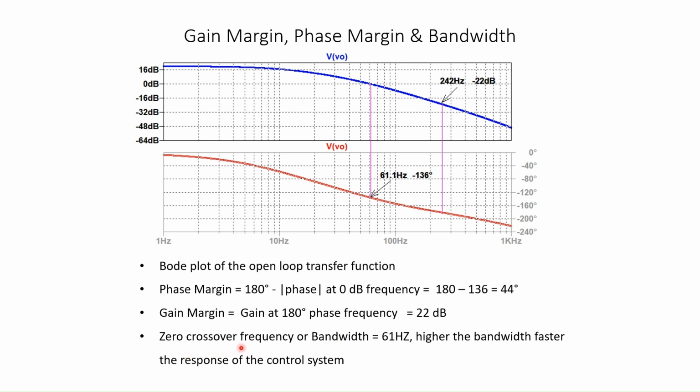So the 0 dB crossover frequency is 61 Hz here. That is the bandwidth of the control system. The higher the bandwidth, the faster the control system response will be. If the magnitude plot crosses 0 dB at, say, 1 kHz, the response will be much faster than when it crosses at 61 Hz.